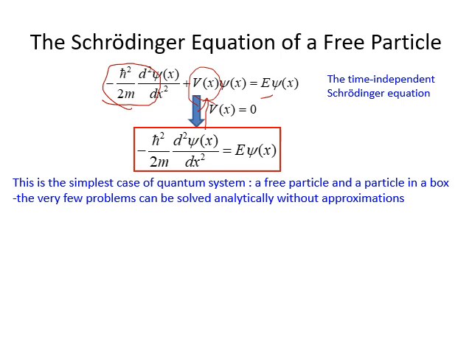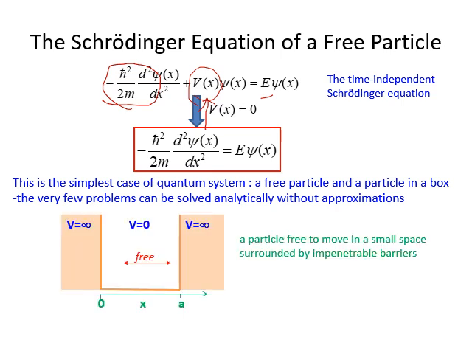Potential energy is a measure of interaction. For example, for gravity, you have a potential energy, mgh. So if potential energy is zero, we can say the particle is a free particle. No interaction, it's a free particle.